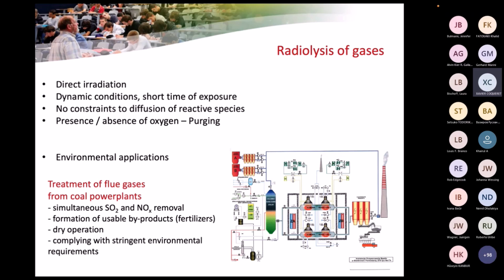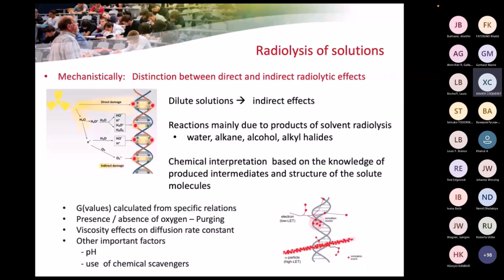and in their institute, they have developed a very interesting treatment of flue gases from coal power plants to reduce the amount of sulfur dioxide and NOx gases which are produced, and this can be done by irradiation, and they end up with the formation of fertilizers by combining this with ammonia. So very interesting process.